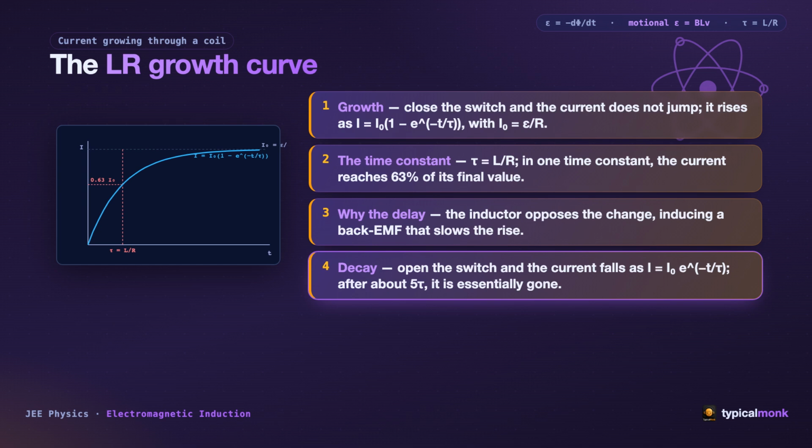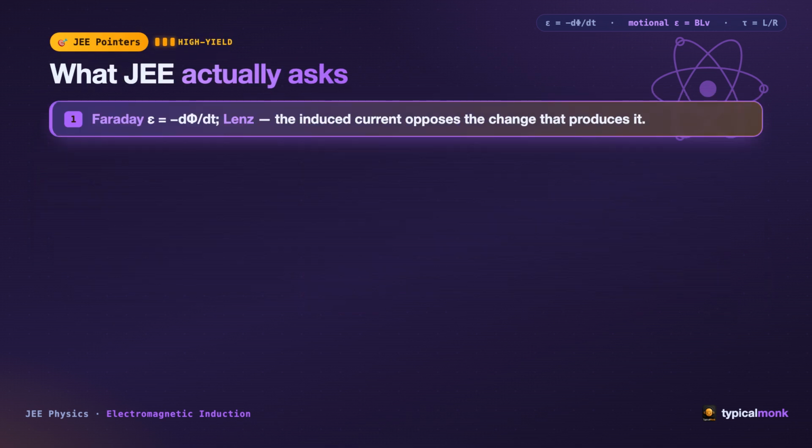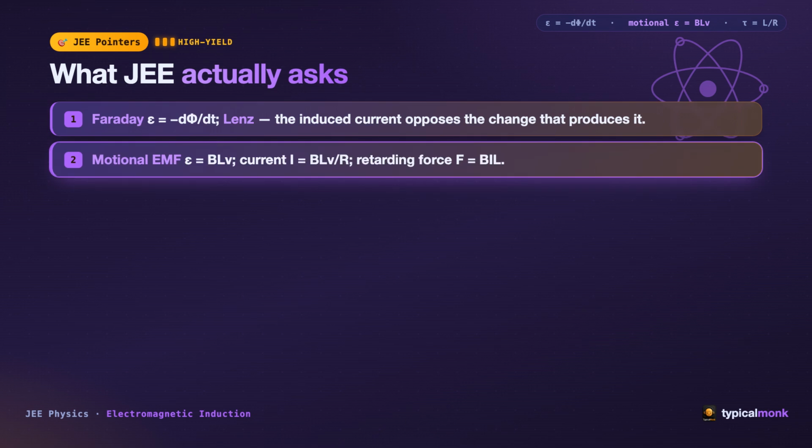And after about 5 time constants, it is essentially gone. Now what JEE actually asks. 5 pointers. 1. Faraday, the EMF equals minus d phi by dt, and Lenz, the induced current opposes the change that produces it. 2. The motional EMF equals BLV. The current is BLV over R, and the retarding force is BIL.